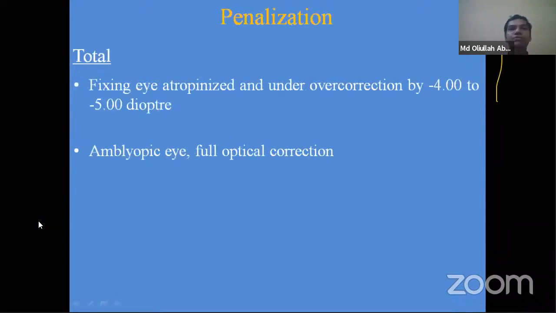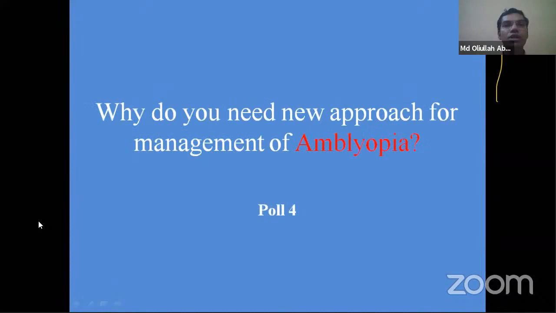And if you wish to give both distance and near penalization, in the better eye, again you use atropine or cyclopentolate and give an overcorrection of -4 to -5, so that they see neither for distance nor for near. So -4 to -5, or around that power, takes care that the patient does not see distance clearly, and the atropine effect makes sure that near vision is not clear. And in the amblyopic eye, you give a proper correction.